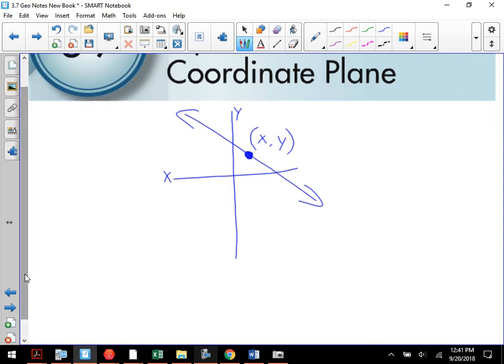Now, in each quadrant, your x and y values were either positive or negative. What were they in the first quadrant? They were positive, positive. Good. In the second quadrant, it was negative, positive. Okay, cool.